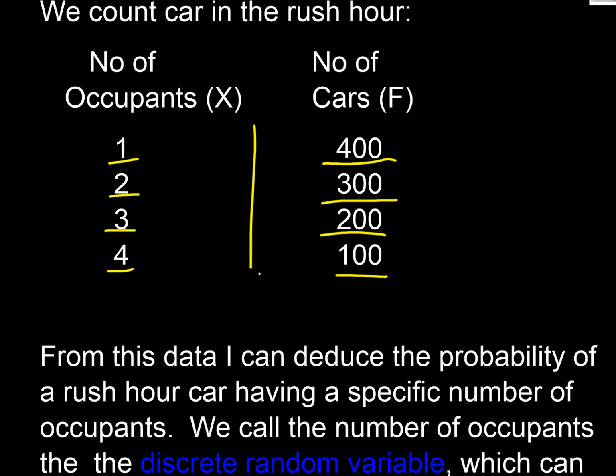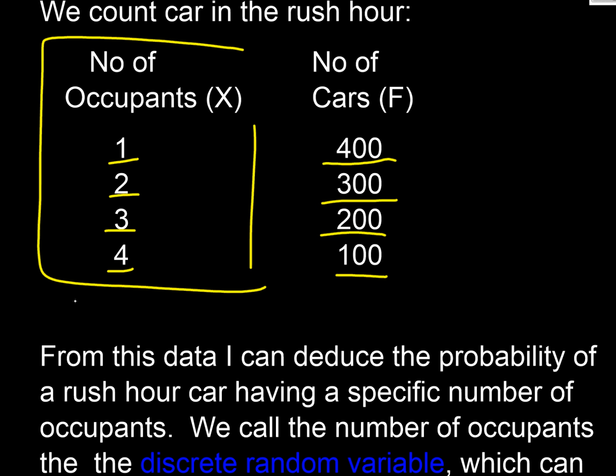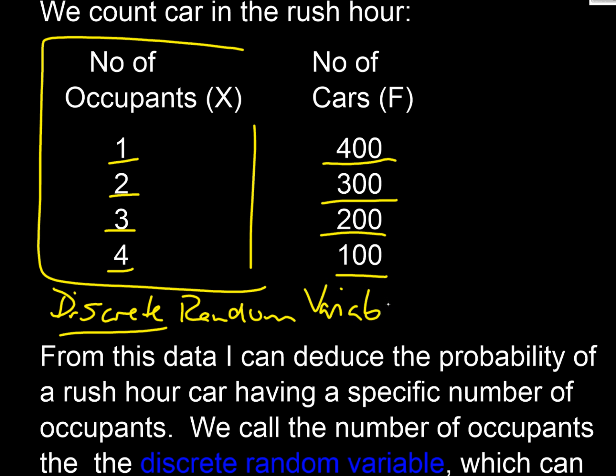So this bit here, our x, is our discrete random variable. Why? It's clearly discrete. It only has those values 1, 2, 3 and 4, and it's our variable, and it's random because in order to work out our probabilities here, we're going to use a relative frequency approach, and we're randomly selecting cars, the next one coming by, aren't we?